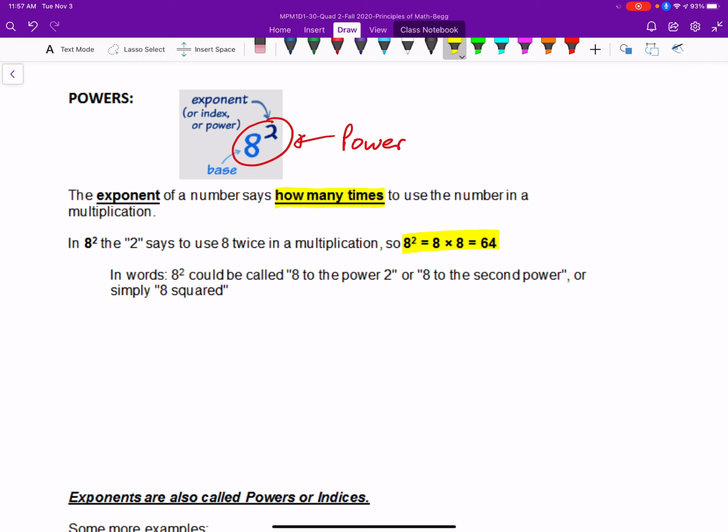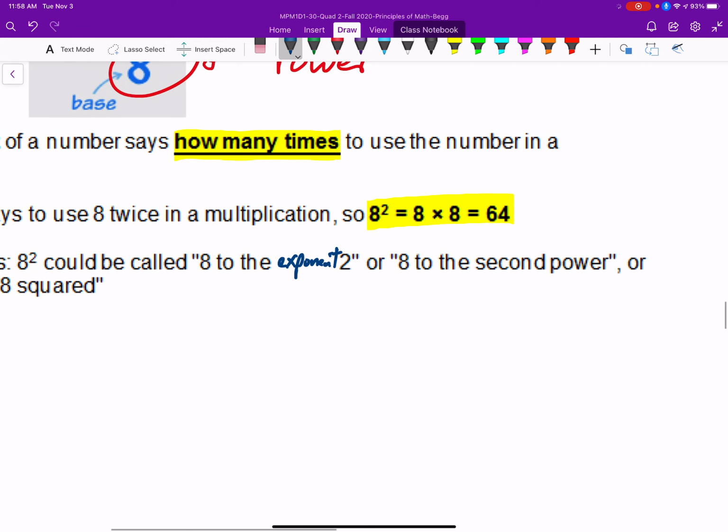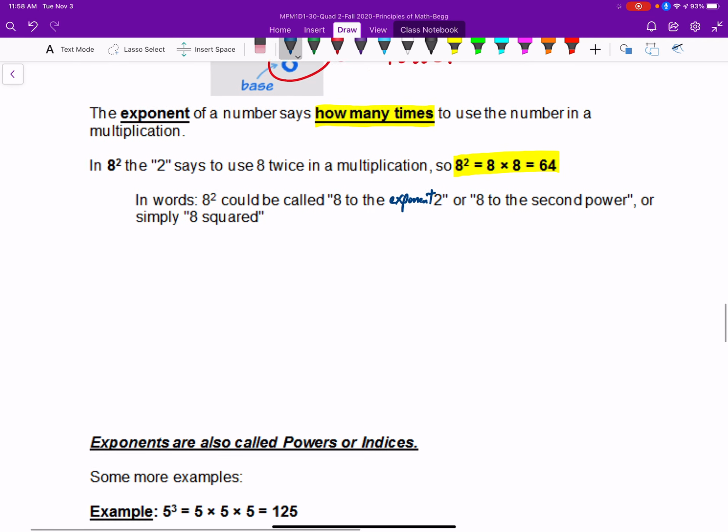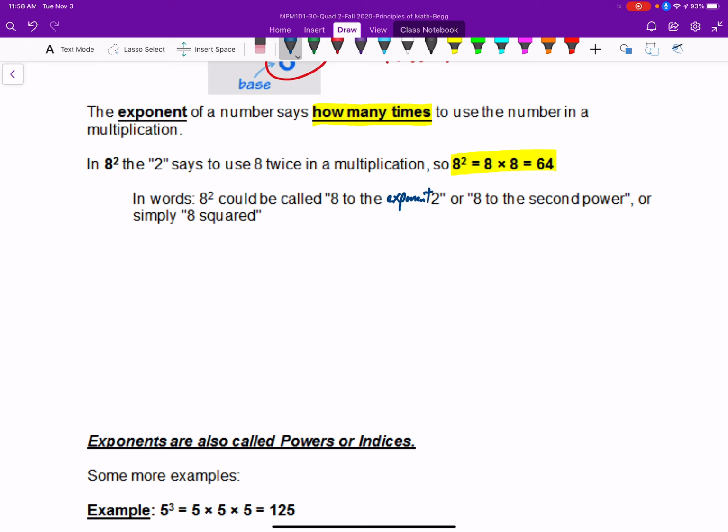In words, 8 to the 2 could be called 8 to the power 2. I wouldn't say that. Actually, I'm going to erase that. I don't like that. I'm going to say 8 to the exponent 2. I mean, of course, you could say 8 to the power 2, but I'll never use that. So 8 to the exponent 2, or 8 to the second power, or simply 8 squared. Yes, if it's the exponent 2, then it would be 8 squared.